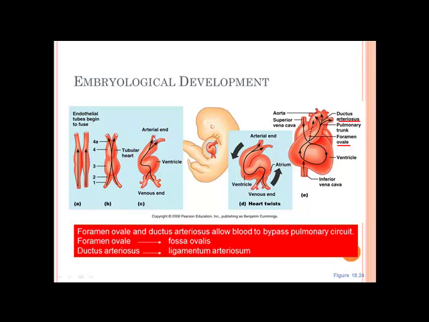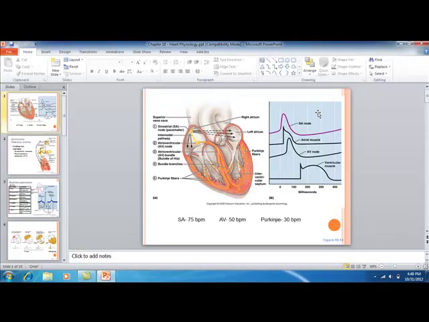With our embryological development, basically what I want you to pull off of this is I want you to know what the foramen ovale is and the ductus arteriosus is. The foramen ovale is a shunt that is connecting the right and left atria to prevent blood from entering the pulmonary circuit in a fetus. The ductus arteriosus is a shunt connecting the pulmonary trunk to the aorta, preventing blood once again from entering the pulmonary circuit. That's it.